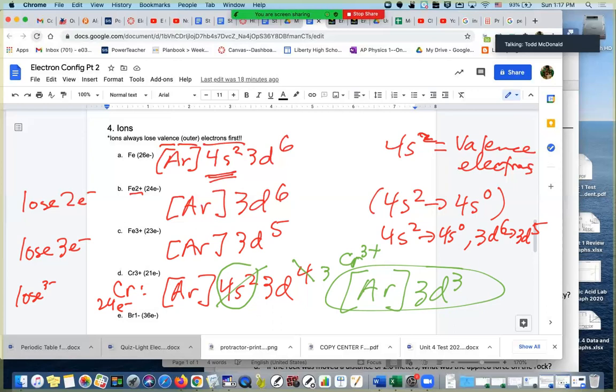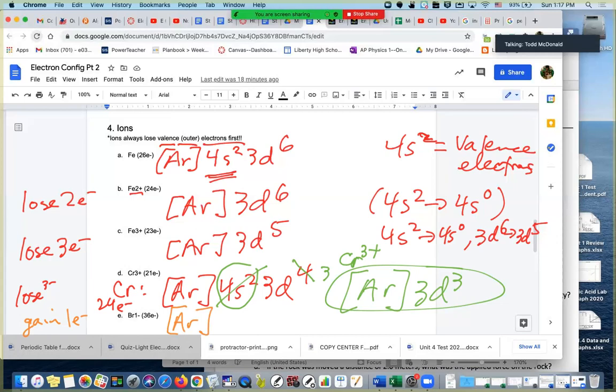All right, now let's deal with another ion, bromine, Br1-. Normally a bromine atom has 35 electrons, but we are gaining an electron. So we are gaining one electron from the neutral. Here's the good news. This is super easy. You don't have to do anything other than add up your 36. We have 36 electrons. So we can go to argon, and then we're going to keep going till we get up to 36.